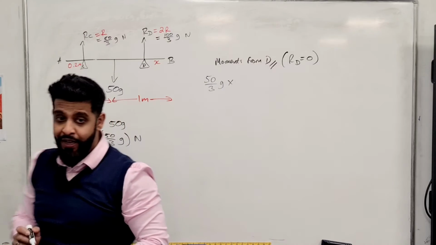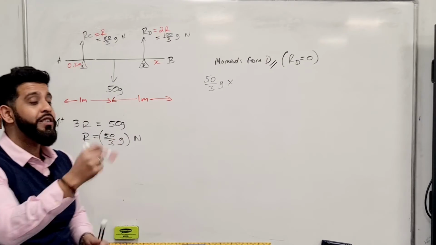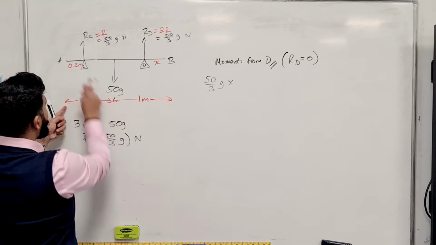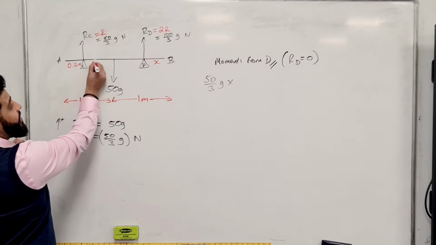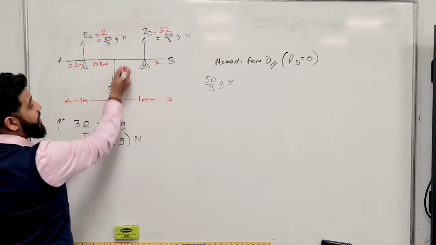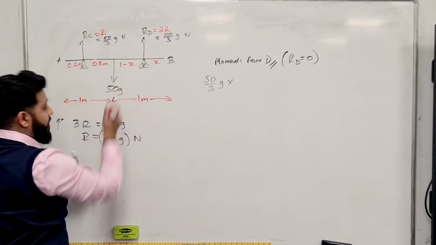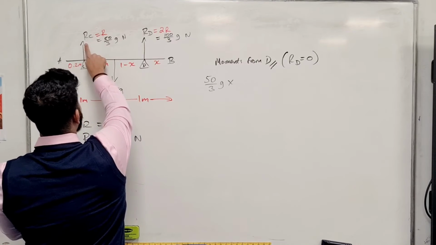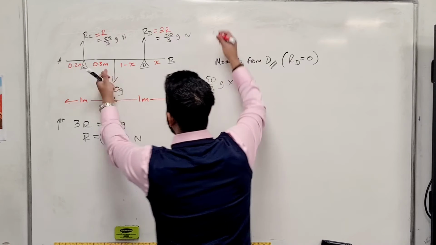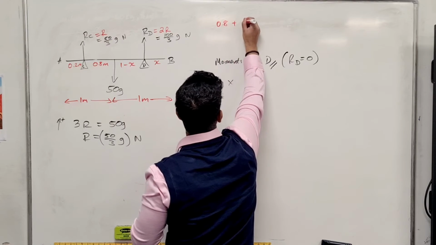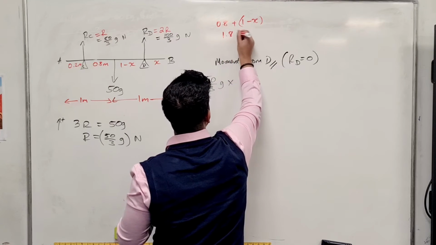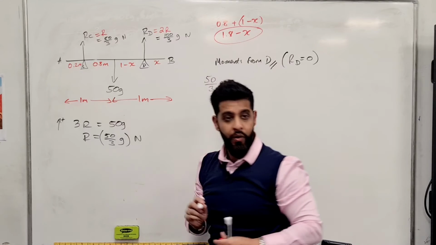Now, I forgot to do one thing, which is to go back and fill in the missing lengths. So what do I know? I know that this is 1, this is 0.2, so therefore this is going to be 0.8 meters. I know that this is 1, this is x, so this is going to be 1 minus x. We want to go from there to there, so it's going to be adding these two. 0.8 plus 1 minus x. So 0.8 plus 1 is 1.8 minus x, and that's what we have there.